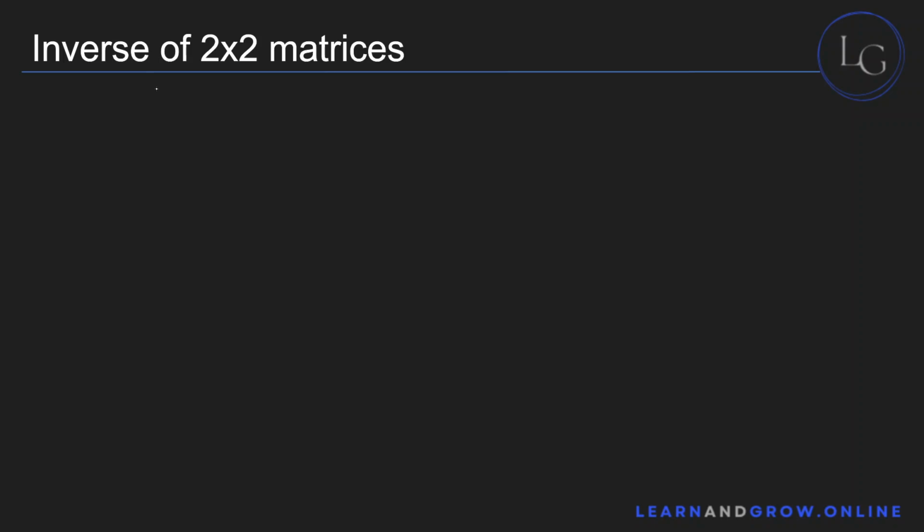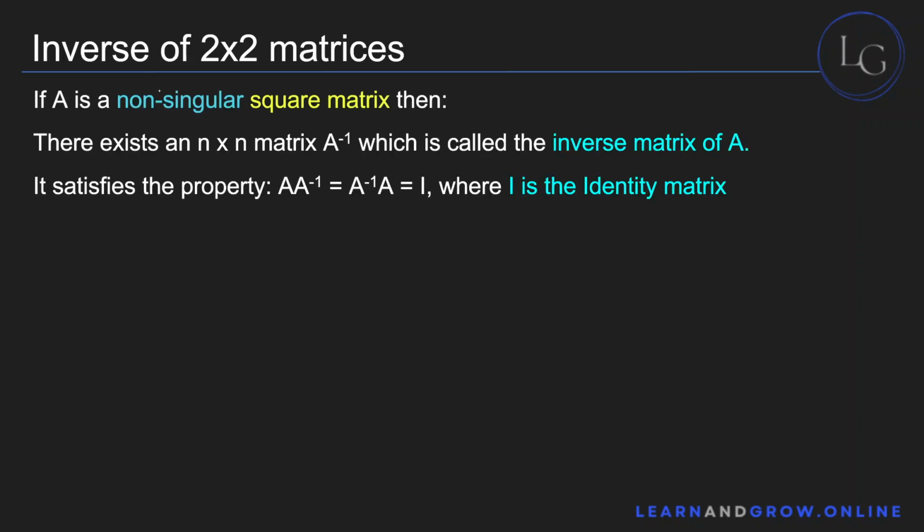So what is the inverse of a 2 by 2 matrix? If you have matrix A, and it is non-singular and a square matrix. The two conditions for the inverse of A to exist are that it must be non-singular, which means the determinant of A must not be equal to 0, and it must be a square matrix, basically an n by n matrix. The number of rows and the number of columns must be equal. If that is the case, then there exists an n by n matrix called A inverse.